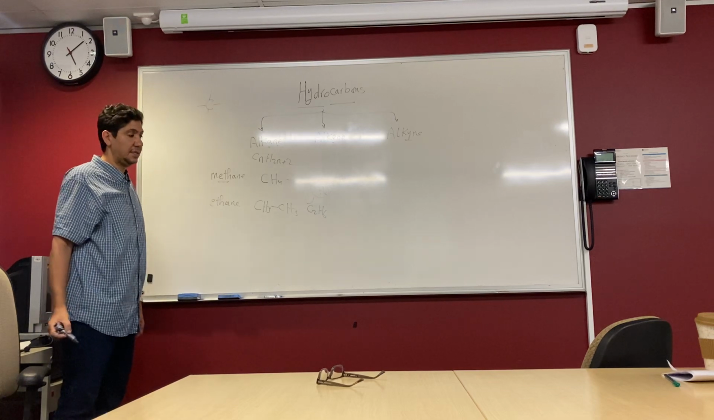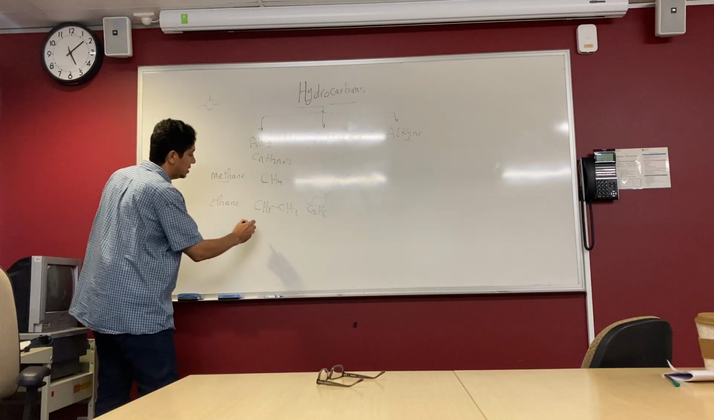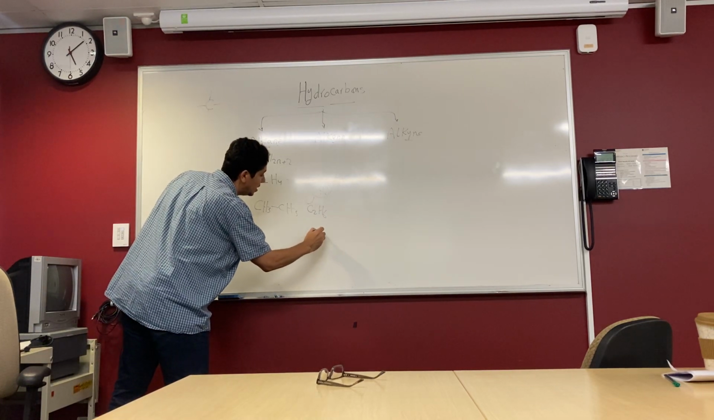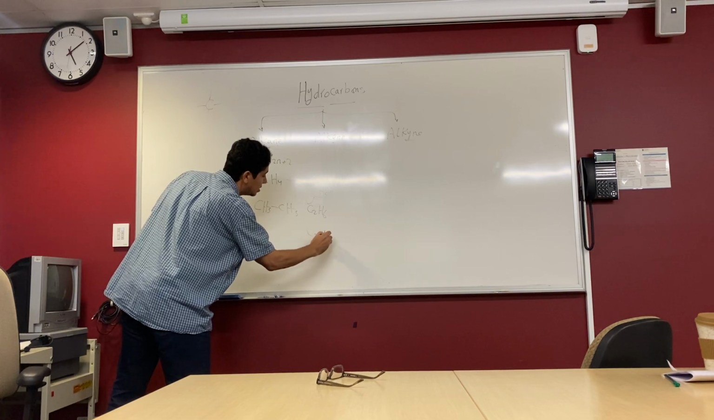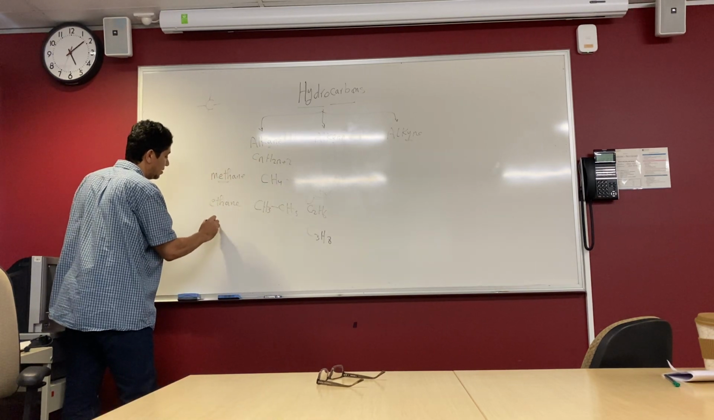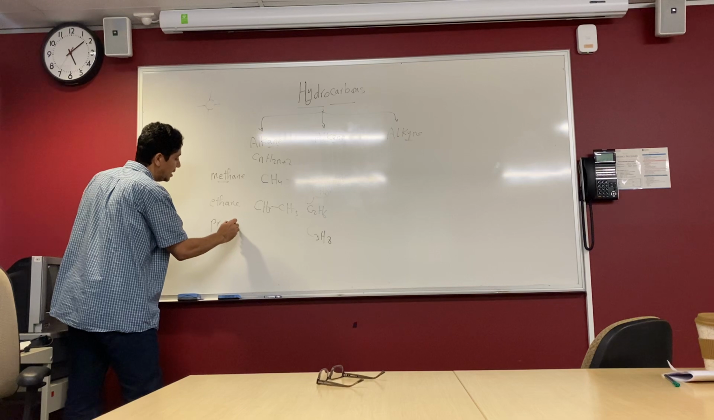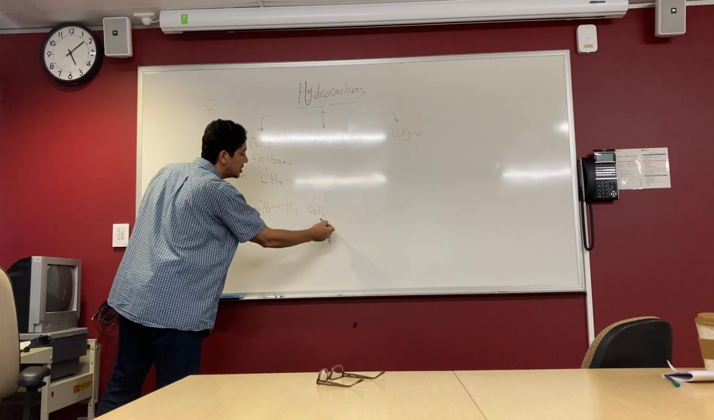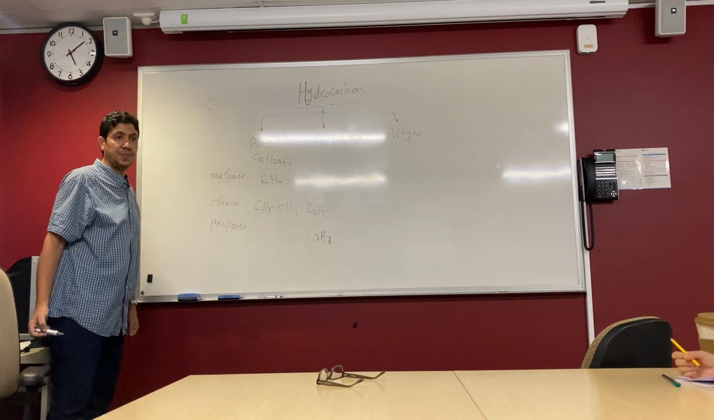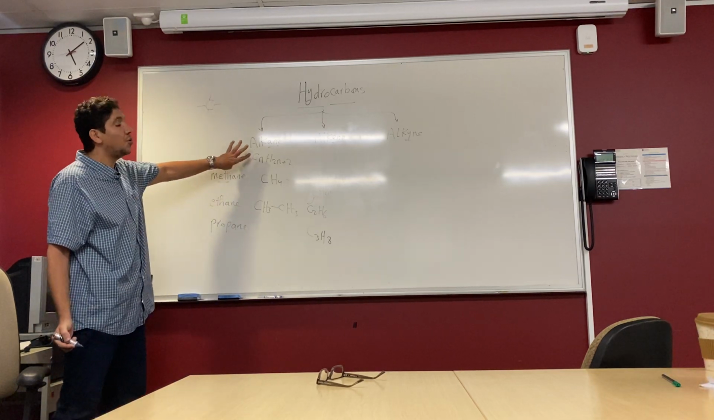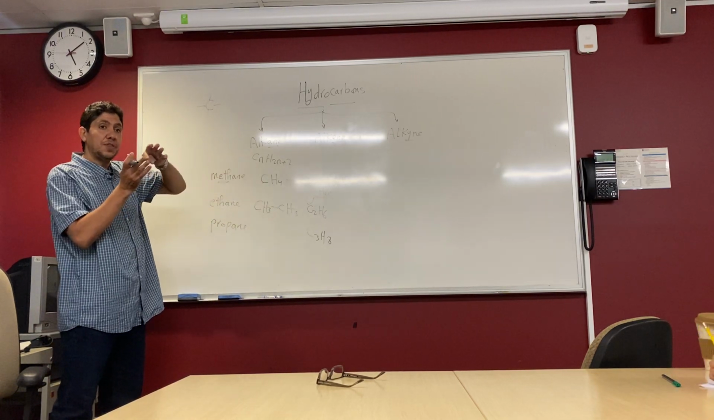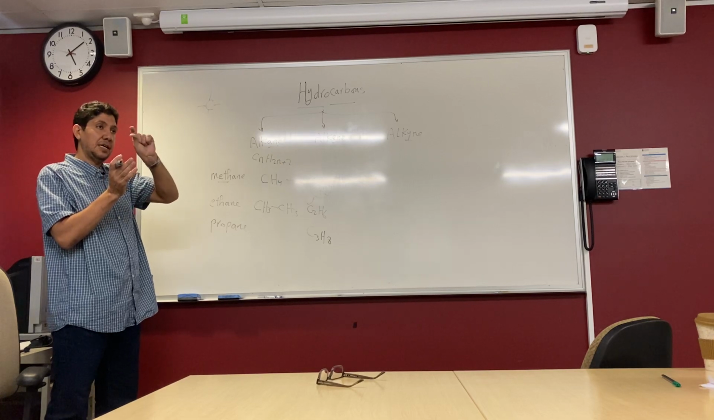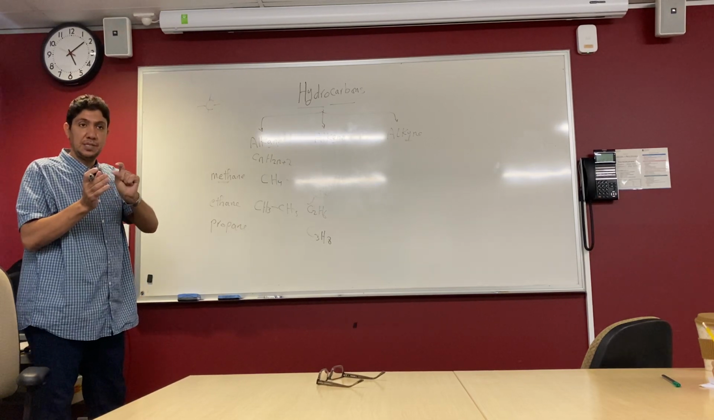This is ethane. The third one is C3H8, called propane. Again, the difference between ethane and propane is a CH2 group. This is why it's called a homologous series, because all of the members have a constant unit between them.